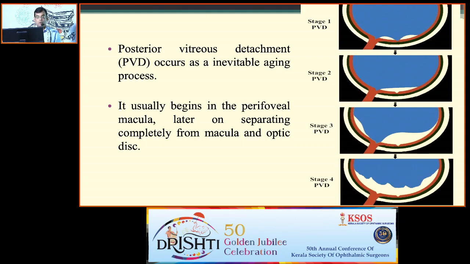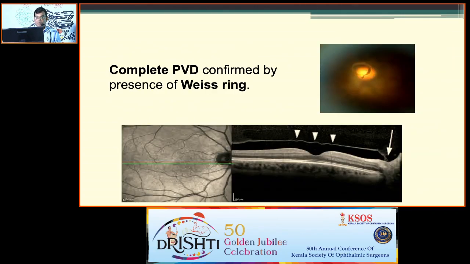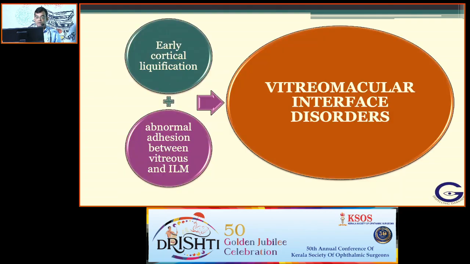So usually it's a normal process. You can see on the right side, it detaches normally. This is an OCT showing how clearly the posterior vitreous face is seen separated from the macula. In such cases, usually macular integrity and alignment will be maintained. Disorders come when there is an abnormal adhesion between the vitreous and the retinal inner layers.